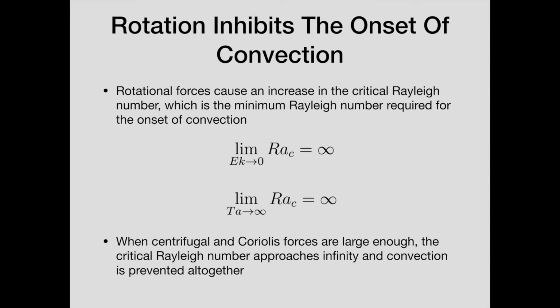If we think of the critical Rayleigh number as a barrier to entry for convection, then increasing the Rayleigh number due to increasing rotational forces tells us that rotation inhibits the onset of convection. Rotating fluids are subject to Coriolis and centrifugal force, and as these forces increase, so does the critical Rayleigh number. Larger rotational forces make it more difficult for a fluid to begin convecting, and depending on properties of a fluid, for large enough Coriolis and centrifugal forces, convection is prevented entirely.